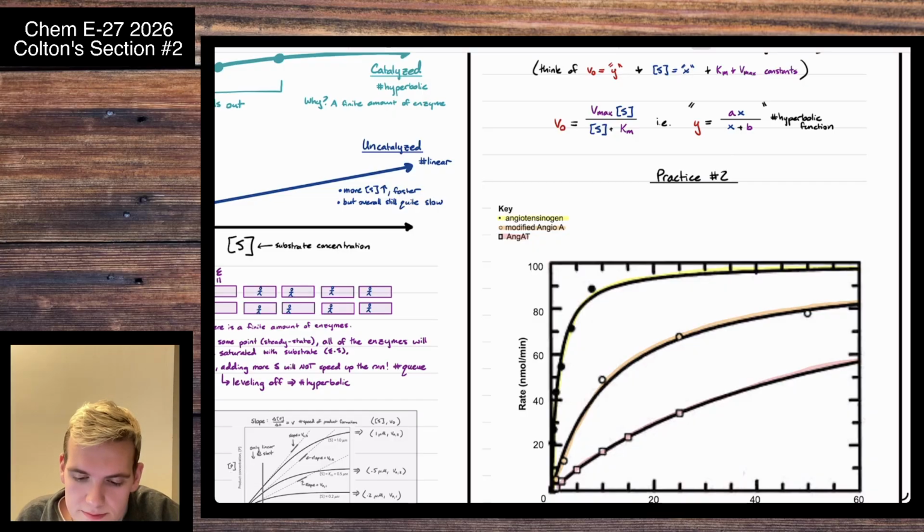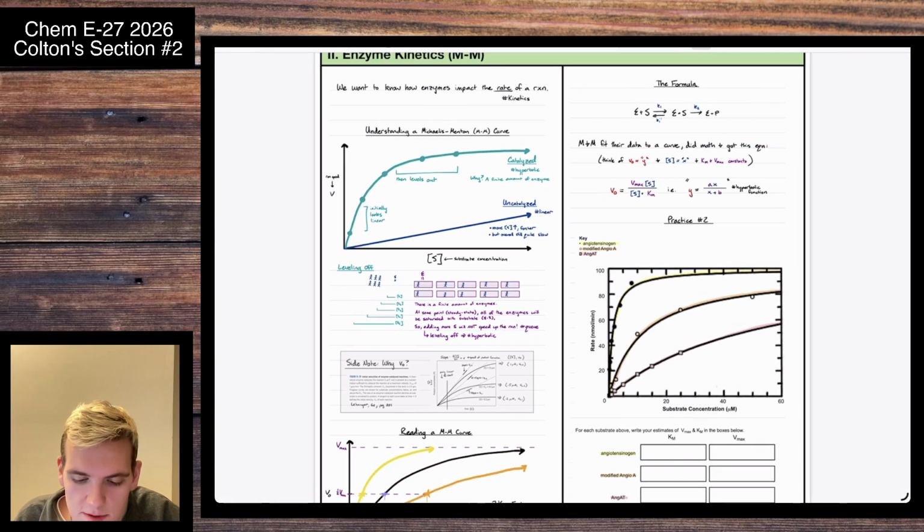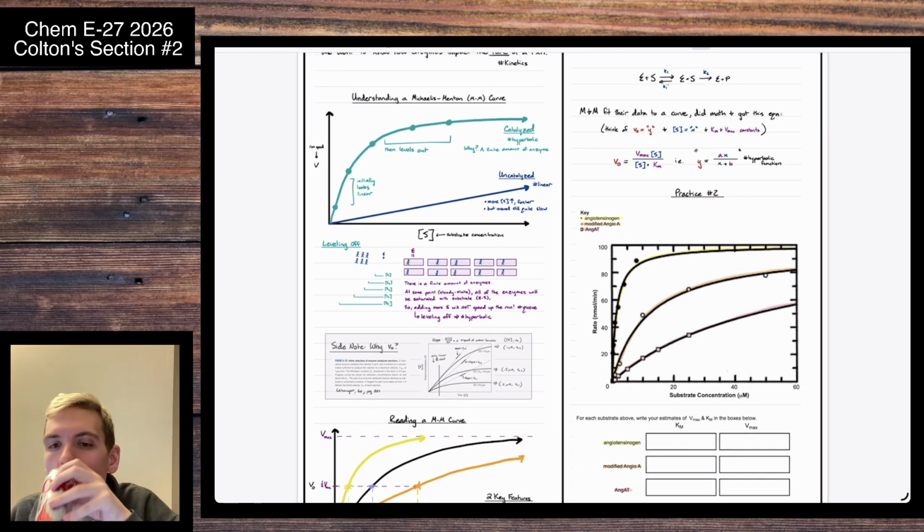So with that, any questions before we jump into practice number 2? To me, I feel like this is easier than the mechanism stuff. Yeah, basically we need to be able to locate Vmax and Km, and that's about it.